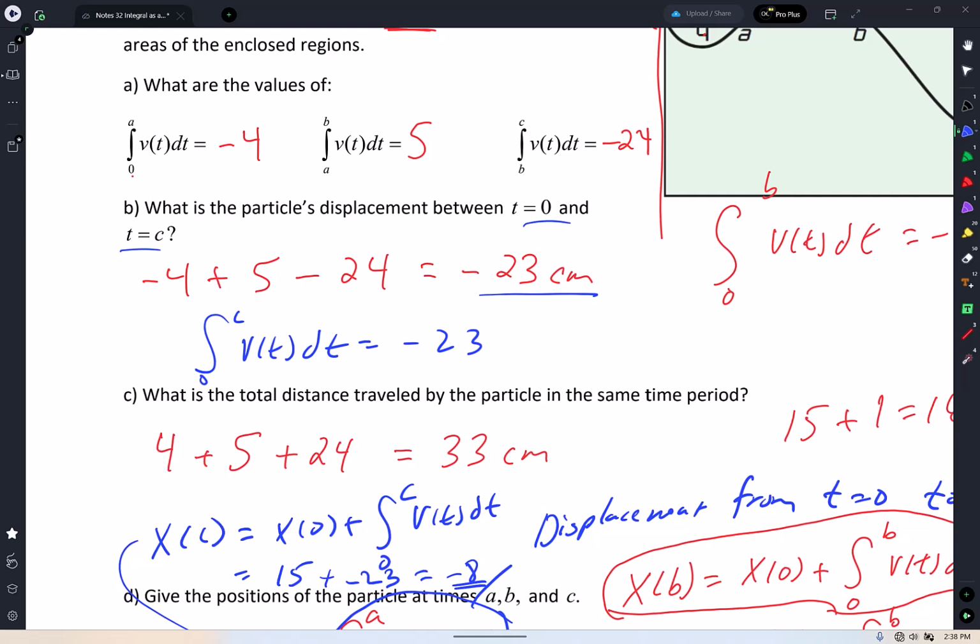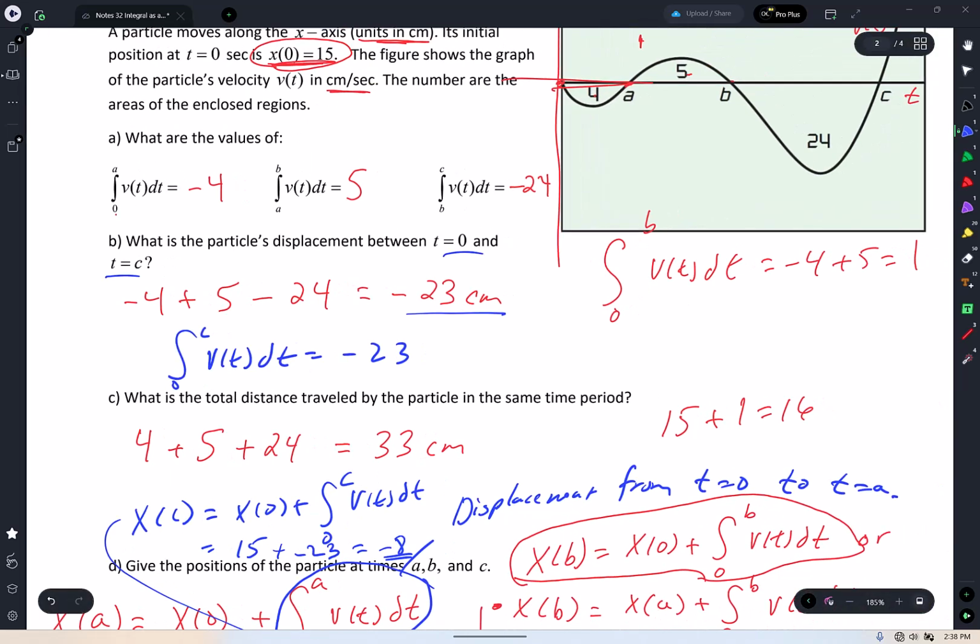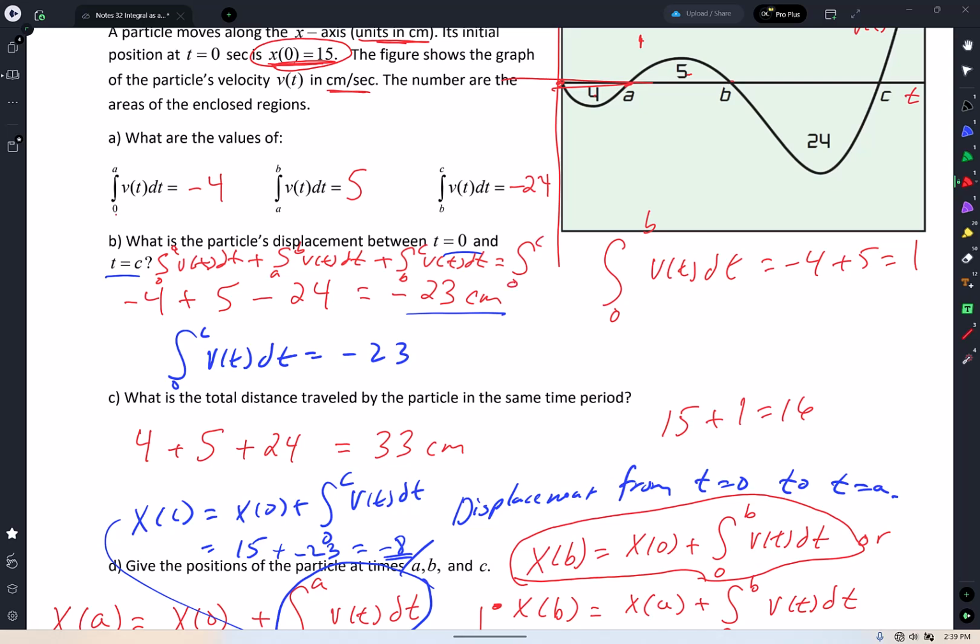Negative 4 plus 5 minus 24. What do you mean? Remember your little rules. This right here was the integral from 0 to a of v of t dt, plus the integral from wherever that one stops, a to b of v of t dt, plus wherever that one stops, the other one better start, the integral from b to c of v of t dt. All of that together is the integral from 0 to c of v of t dt. Do you guys see how all that is working? Maybe I'm going too fast, but do you guys see the logic?